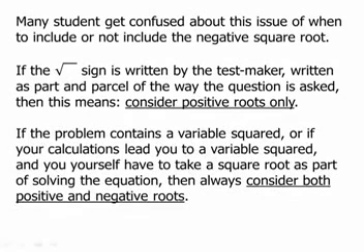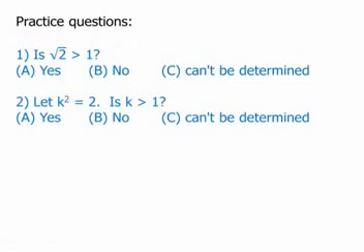But if the problem contains a variable squared, or your calculations lead to a variable squared, and you yourself have to initiate the act of taking a square root yourself, so in other words, the square root sign is not printed as part of the problem, you're going to have to take a square root yourself in the act of solving the problem, then you always have to consider both the positive and negative roots. That's the difference right there. Whether the radical sign is printed on the test or not, that makes all the difference. So consider these two practice questions. These look similar, but they have different answers. Pause the video, work on both of these, and then we'll talk about these.